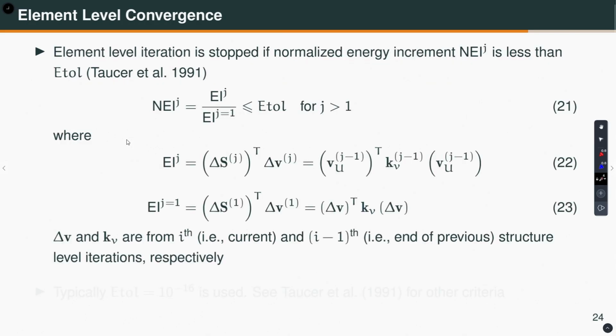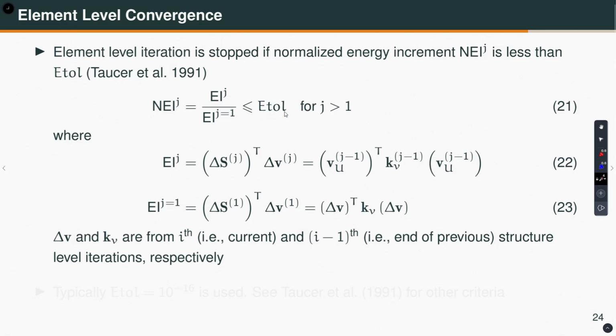Okay. So, now let me talk briefly about the element convergence criteria. Element level iteration is stopped when typically the normalized energy increment, which we say NEI with a superscript j for the jth iteration, is less than a tolerance, let us say ETOL. Okay. How do we compute this? This is computed as the energy increment at the jth iteration divided by the energy increment at the first iteration, j equal to 1. When this is less than this specified tolerance.